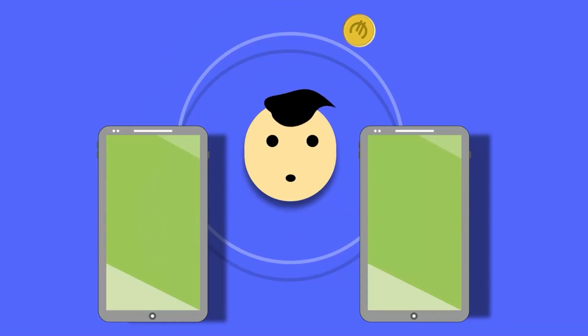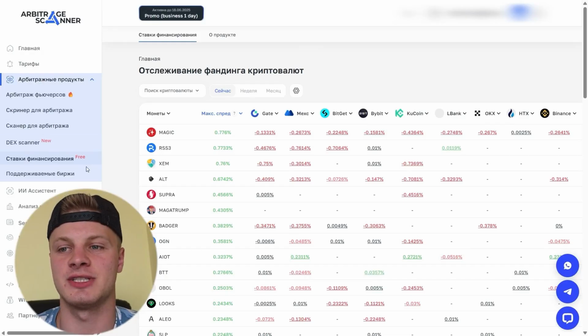And in order to do arbitrage, of course, you need accounts on different exchanges. You can just click right here and it will take you to the exchange where you can immediately create an account, complete KYC and start doing crypto arbitrage. You also have access to the funding rate. You go here and click on funding rate. Here you can view the spreads between fundings.